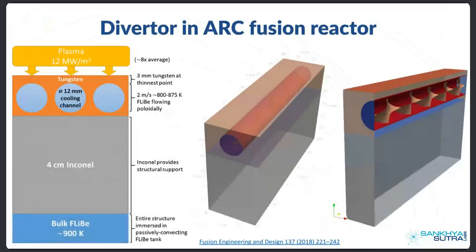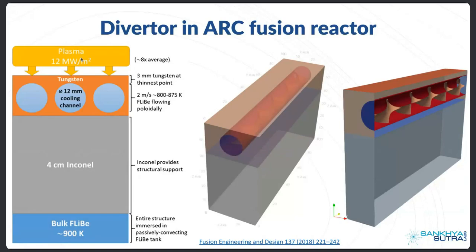Now I'll talk about a couple of conjugate heat transfer simulations. These are of interest when it comes to heat exchangers that are there in various industries. What I'm showing here is an example of a divertor in a nuclear fusion reactor. So this is a small section from the entire reactor that has been chosen for this particular study.